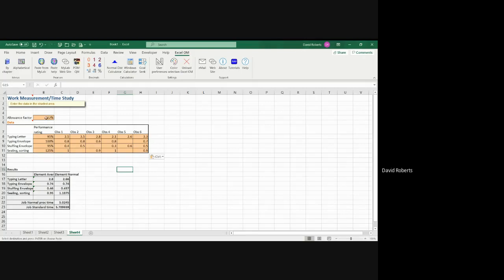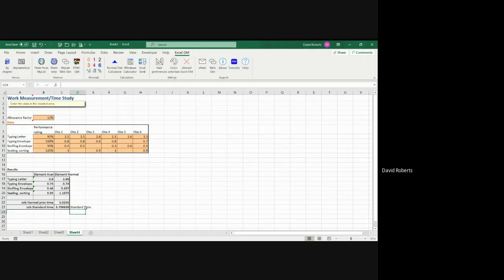So we have our 12% allowance factor, we have the performance ratings, and it's already calculated the answer for us. So the normal time is 5.0245 minutes. And the question asks us, not for the normal time, it asks us for the standard time. The standard time includes the 12% allowance factor. So the standard time is 5.709659 minutes. That's the standard time, and that's the answer.